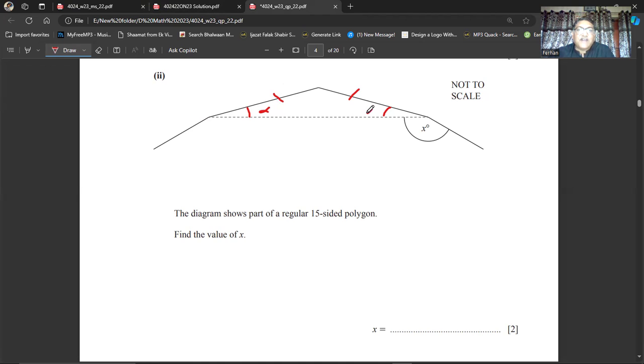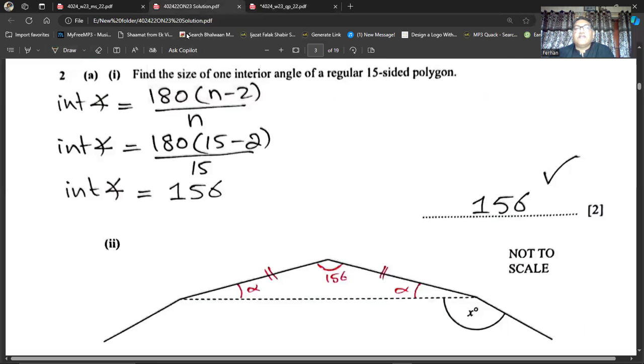So this angle is alpha. So this angle will also be alpha. And you know this angle will be how much? It is 156. And another very important thing is that this angle is also 156. So the strategy is this: alpha plus 156 equals 180. From here, I will get the value of alpha. And from here, alpha plus x will be equal to 156 because this is also the internal angle of that regular polygon. And from there, I will find out the value of x.